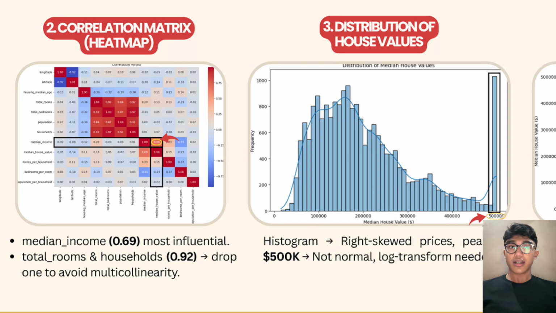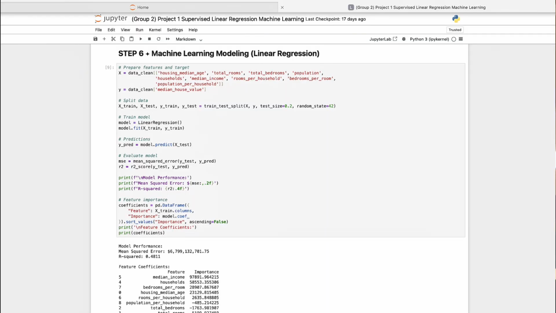A correlation heat map shows median income, at 0.69, as the strongest predictor, while total rooms and households, at 0.92, suggest potential multicollinearity. So after preparing the dataset, we move to the core of our project, which is implementing machine learning using linear regression.